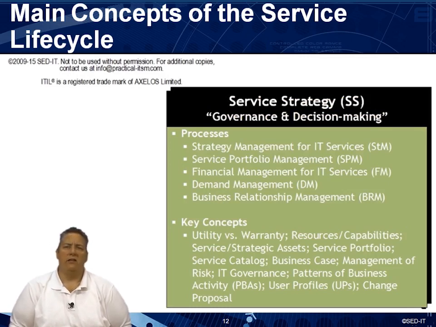Again, the tagline, governance and decision making. We have 5 processes. The process abbreviation is following the process name. So we have strategy management, service portfolio management, financial management, demand management, and business relationship management. So don't forget those acronyms at the end.